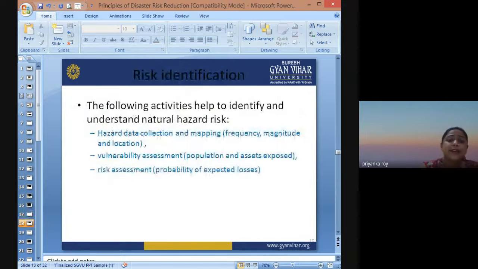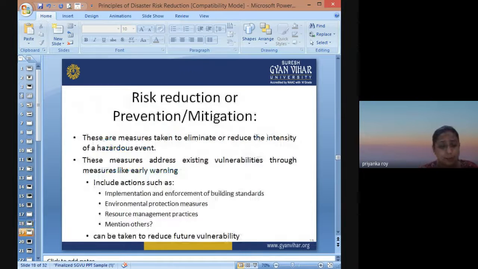Risk identification follows the activity that helps to identify and understand natural hazards. So hazard data collection and mapping, frequency, magnitude, and location, vulnerability assessment, and risk assessment are part of it. Vulnerability assessment will include population and assets exposed, and risk assessment the probability of expected losses.